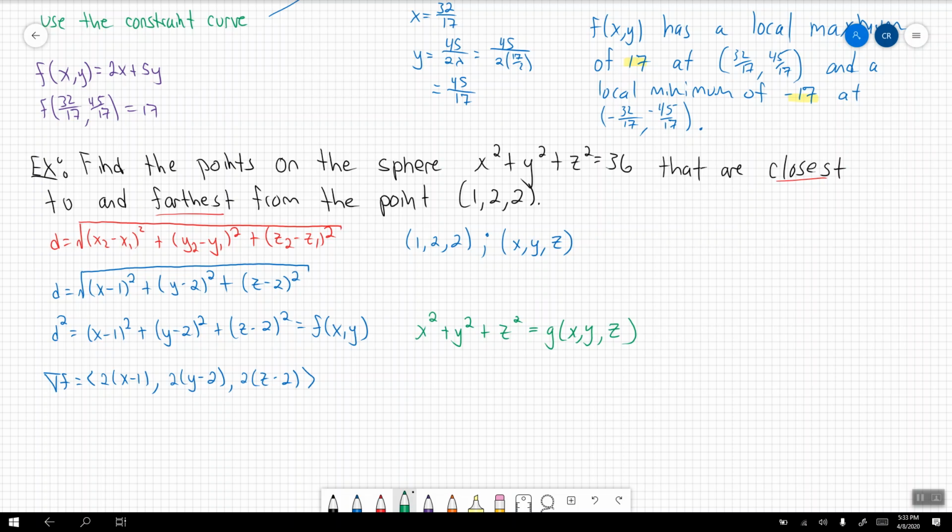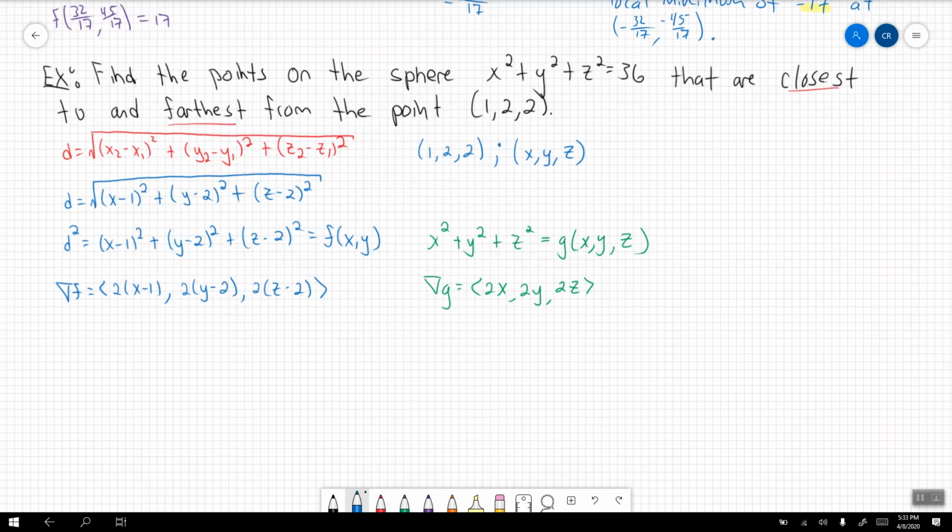All right, so let's work with this gradient here. The gradient of g is going to be (2x, 2y, 2z). The method of Lagrange multipliers then says that we need to consider finding when these two vectors are parallel to one another. What scalar does that work for? So let's go ahead and work that out.